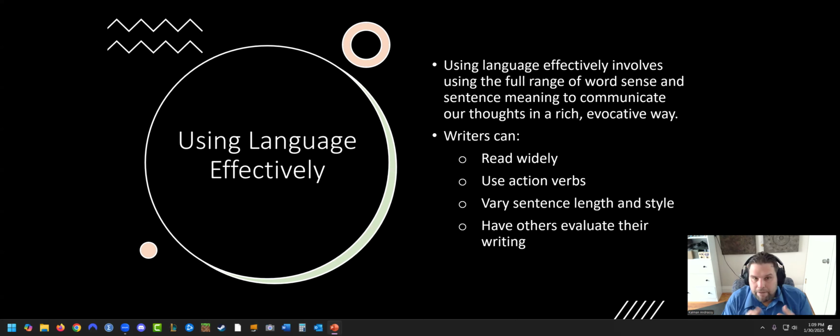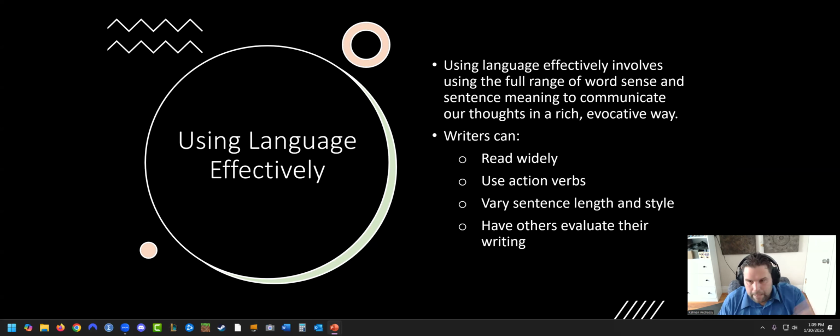Now, the idea of using language effectively, right? Using language effectively involves using the full range of word sense and sentence meaning to communicate our ideas in a rich and evocative way. So not simply using the standard definitions of words, but using these words to create mental images that convey emotions, convey complex thoughts and ideas that perhaps the individual words would not be able to convey on their own. So the sum of the words is greater than the words that construct them.